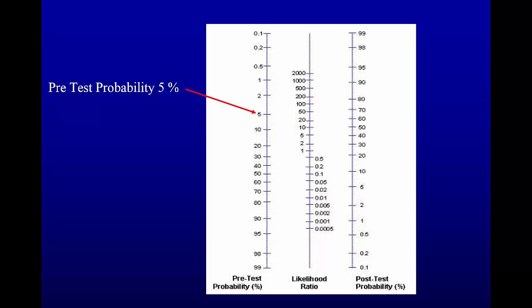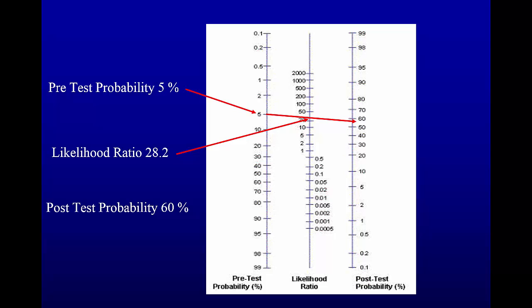So, you start with the pretest probability of 5%. Your likelihood ratio is 28, and at this stage you are about 60% sure that this patient has glaucoma. Now, intuitively we know it's much higher, and why is that? Because I did not take into account the intraocular pressure, that he is already on treatment, etc., etc. So that's how it works.